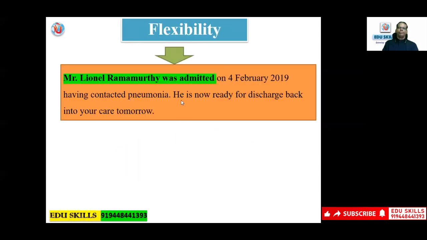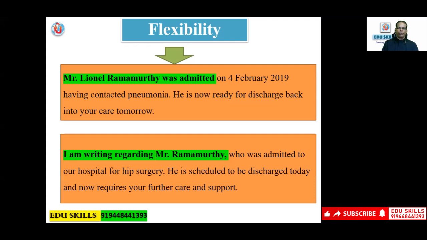So flexibility means, for example, Mr. Layanamul Ramamurthy was admitted on 4th February 2019, having contracted pneumonia. He is now ready for discharge back into care tomorrow. You can also start like this. Instead of writing this way, you can start with the second option.